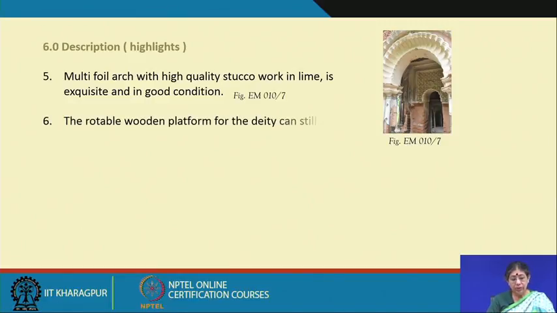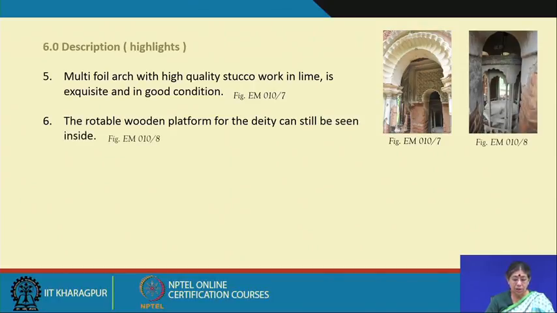The rotatable wooden platform. I just mentioned the highlights: the rotatable wooden platform for the deity can still be rotated. Inside the structure there was a wooden platform with a mechanism, and it still can be rotated, so that when the deity, Radha and Krishna, is there, it rotates and can be viewed from all sides. That is a very unique feature, and it is still there and quite functioning, so it can be revived.